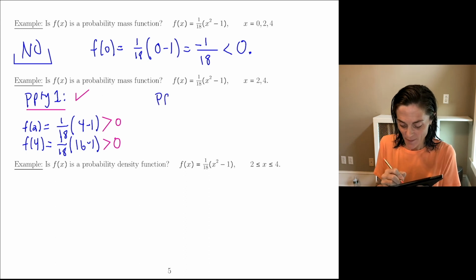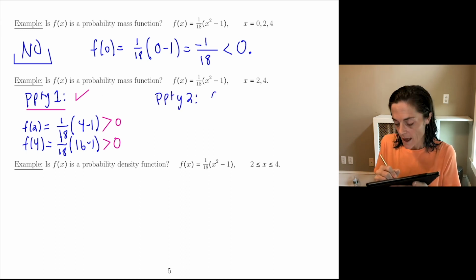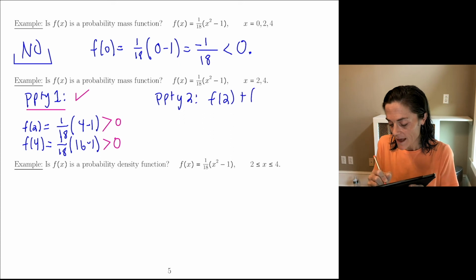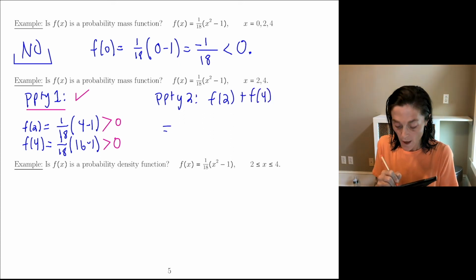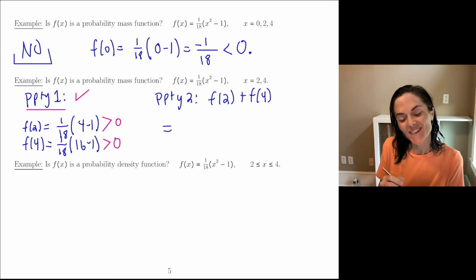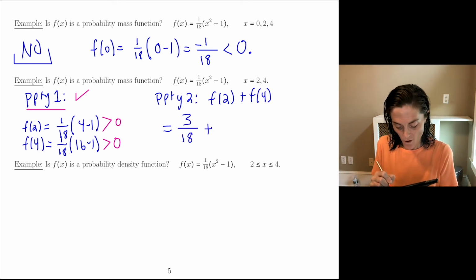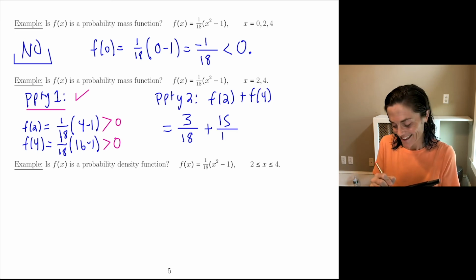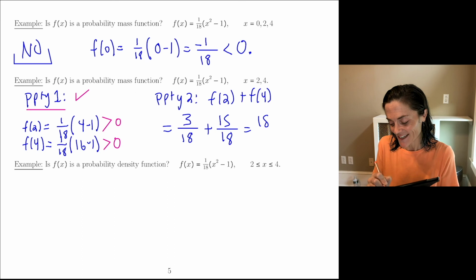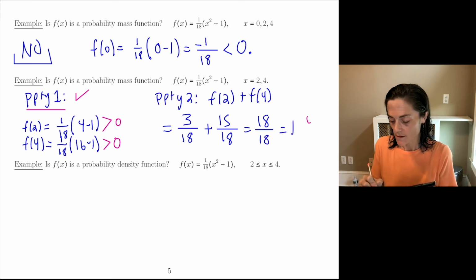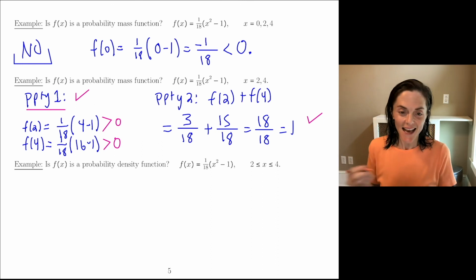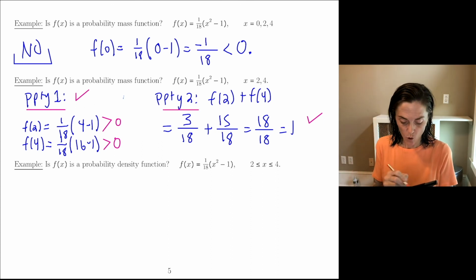Okay, let's do it. Property 2. F of 2 plus f of 4. Well, here's where I will simplify these. F of 2, you see, is 3 over 18. And f of 4 is 15 over 18. Oh, we get 18 over 18, which is 1. So this also holds. So the answer here is yes. Let me answer my own question.